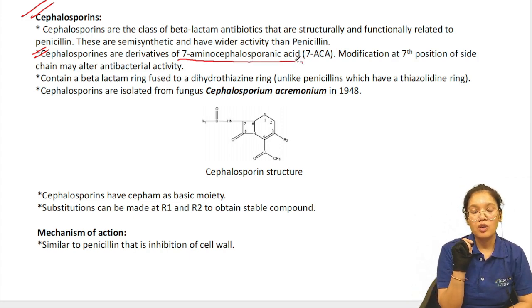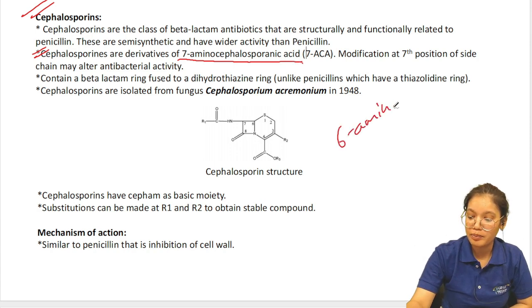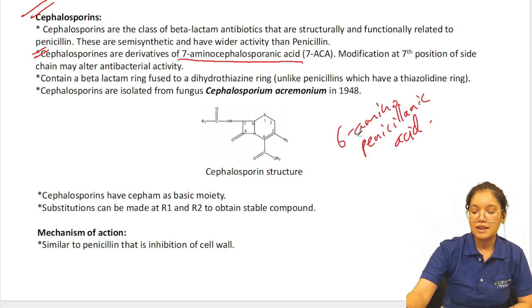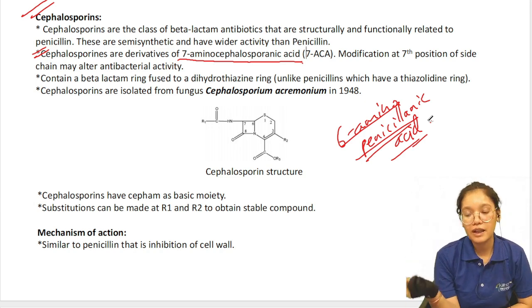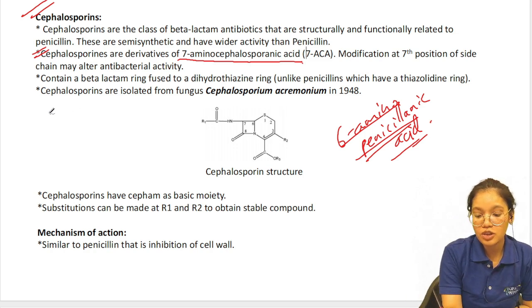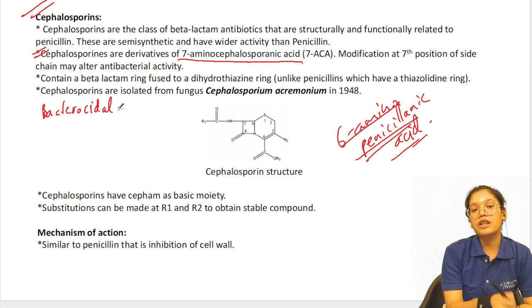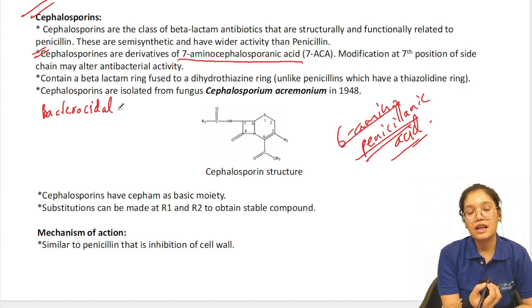When we talk about penicillin, penicillin was the derivative of 6-aminopenicillanic acid. When we talk about cephalosporin, it is a 7-aminocephalosporanic acid derivative, or 7-ACA. Cephalosporins are bactericidal in nature. As they are bactericidal, that means they will directly kill the bacterial cell and will have an irreversible action.